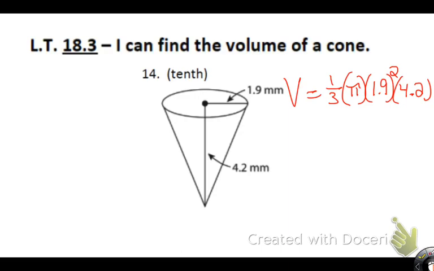All right, so I'm going to do all that. I'm going to get the volume. I'm going to do the approximate on this. So I'm going to do the pi button times 1.9 squared times 4.2. And then I'm going to divide that by 3. So I got about 15 point, I'm going to round it to the nearest tenth, so I'm going to say 15.9. That's going to be cubic millimeters.